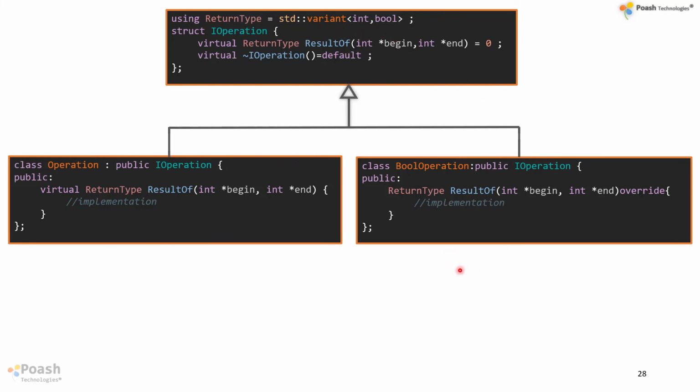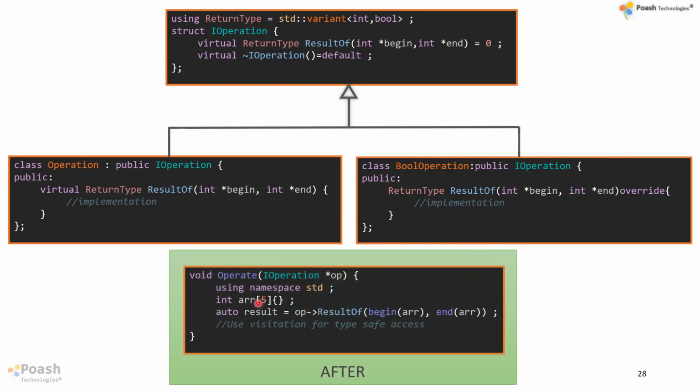Now, how will the client code use these classes? Here, when the client invokes ResultOf on this interface pointer, it won't know what type of operation is invoked and what is the actual return type. But with variant, we can use visitation and access the result in a type-safe manner. So this way, the client code doesn't have to know what type of operation was invoked or what the return type is.